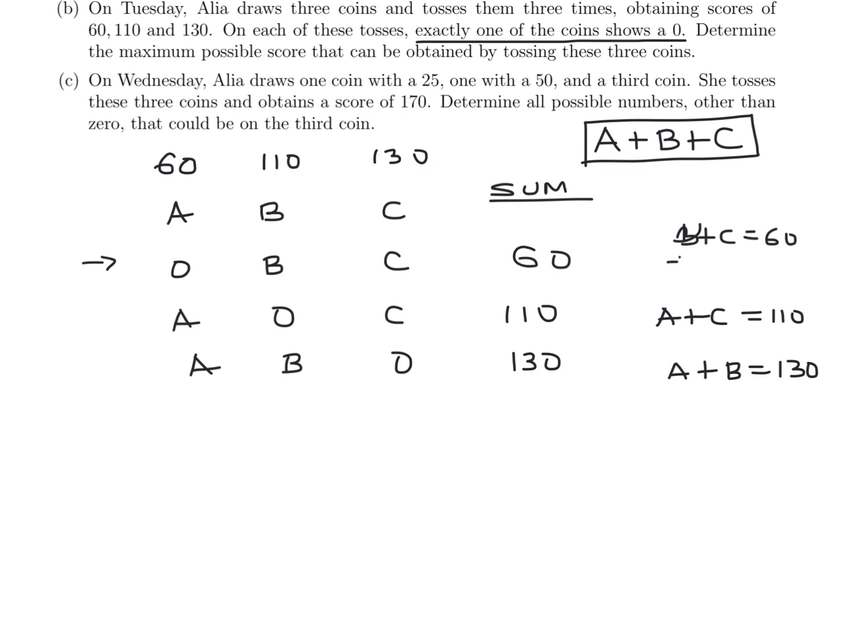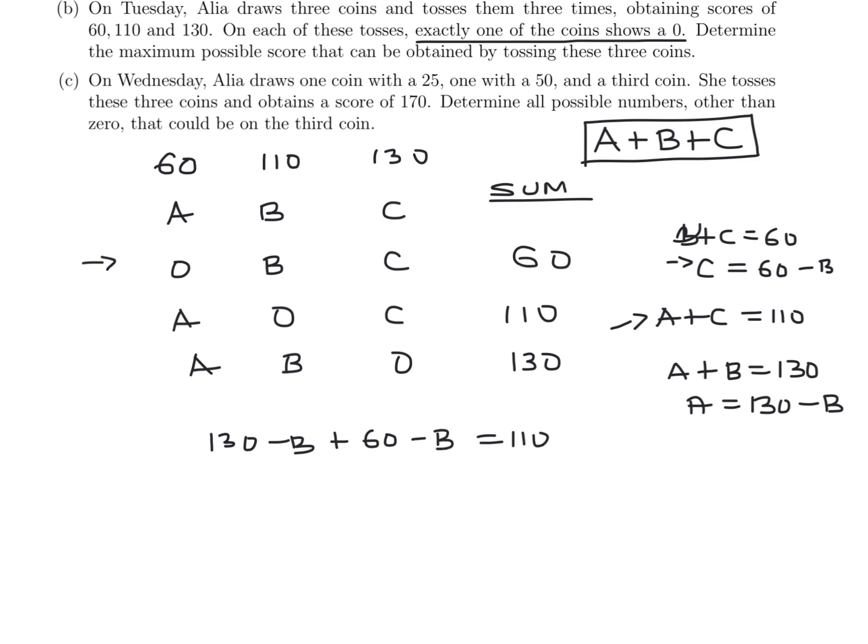From this, we get that C is equal to 60 minus B. From this, we get that A is equal to 130 minus B. So then I guess we can substitute both of those into there. So A is 130 minus B, and then C is 60 minus B, and that's equal to 110. Basically just put that in there. So this is going to be, let's see here, 80 is equal to 2B, so therefore B is 40.